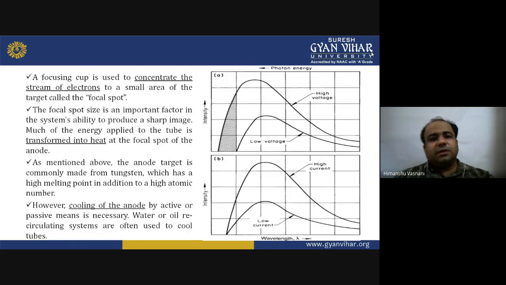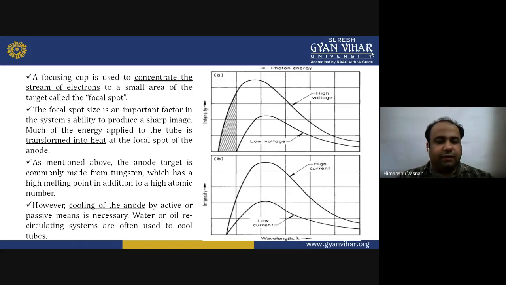A focusing cup is used to concentrate the stream of electrons to a small area of the target called the focal spot. The focal spot size is an important factor in the system's ability to produce a sharp image. Obviously, it is an important factor because much of the energy applied to the tube is transformed into heat at the focal spot of the anode.